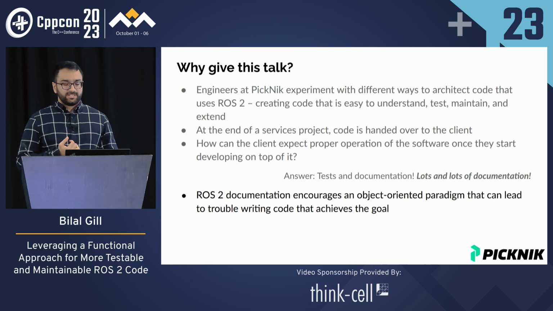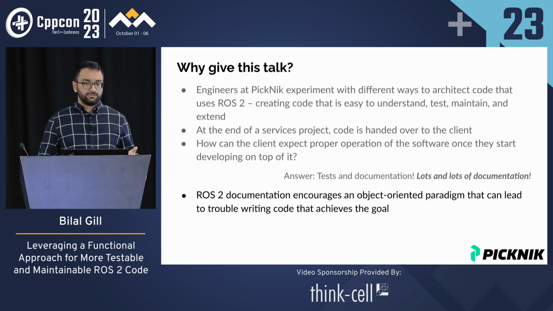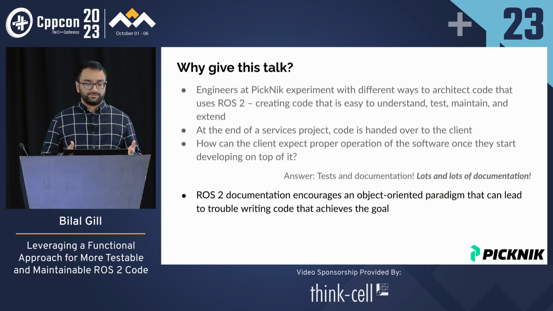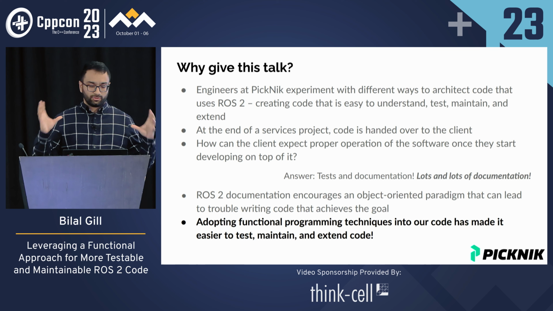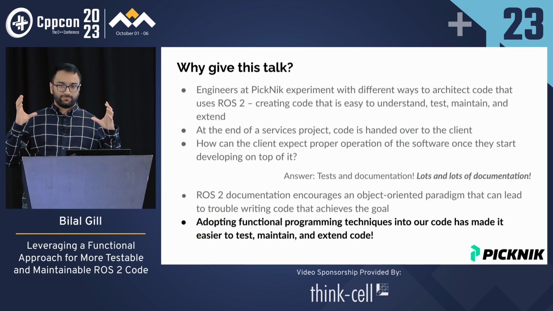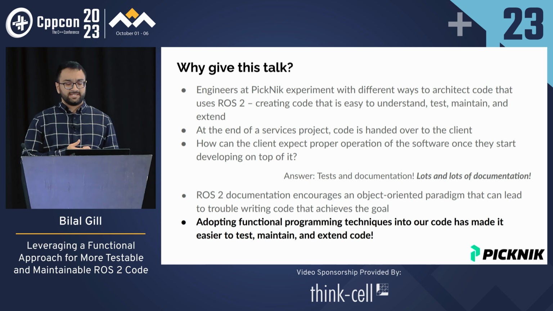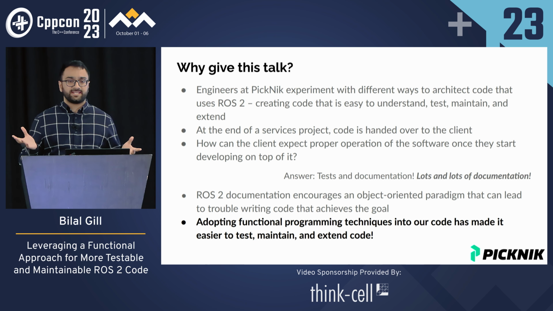So the ROS2 documentation encourages an object-oriented paradigm that can lead to trouble writing code that achieves the goal. In the conventional code example, you'll see exactly how. And this is the goal of this talk, and what I want you to take away from it: adopting functional programming techniques into our code, both for products and services, has made it easier to test, maintain, and extend that code.